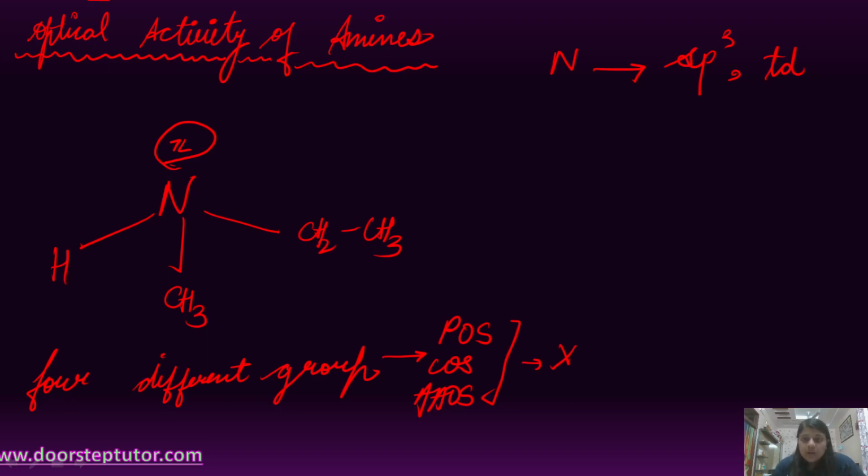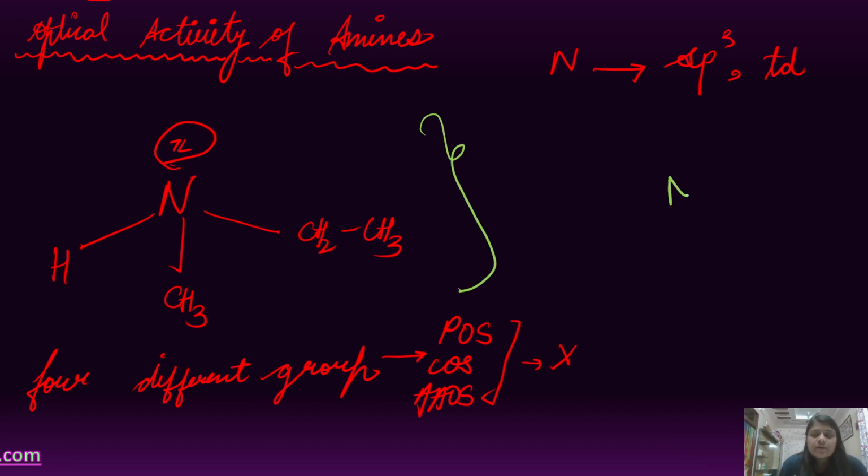So today we are going to discuss the optical activity of amines. We all know that amines are organic compounds attached with 3 substituents and 1 lone pair. Just consider this is the characteristic structure of an amine.